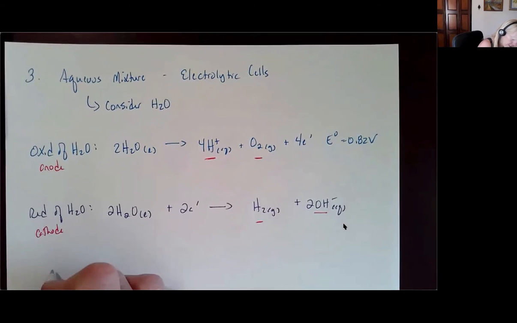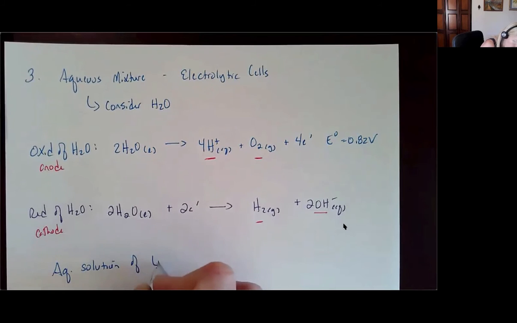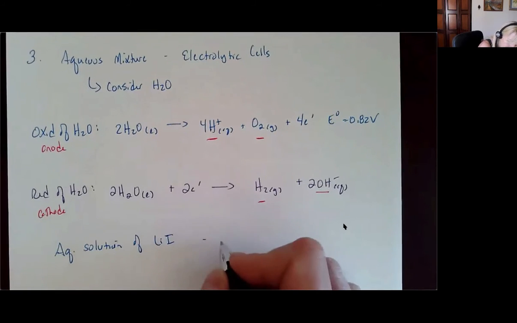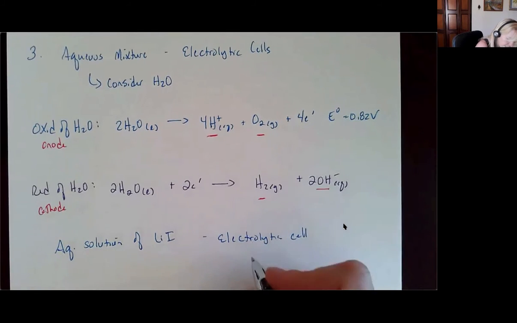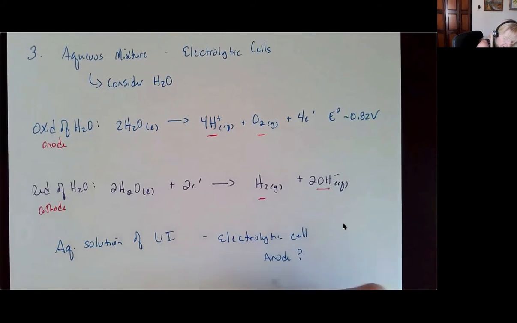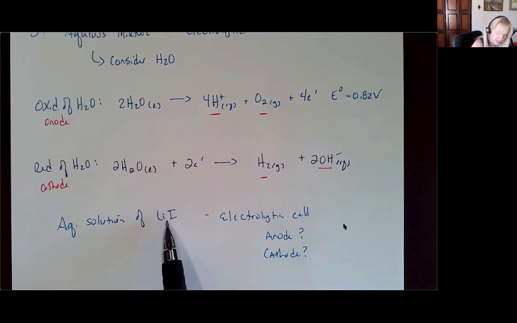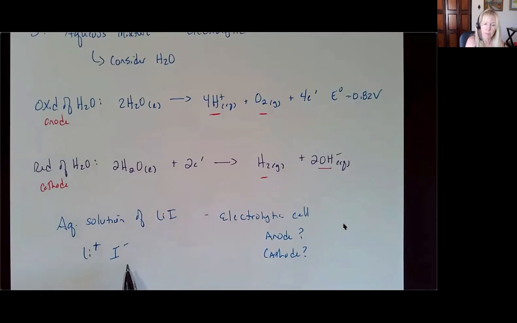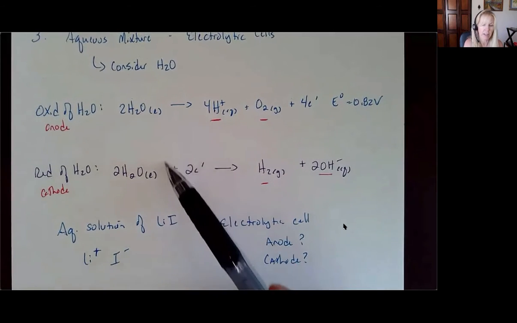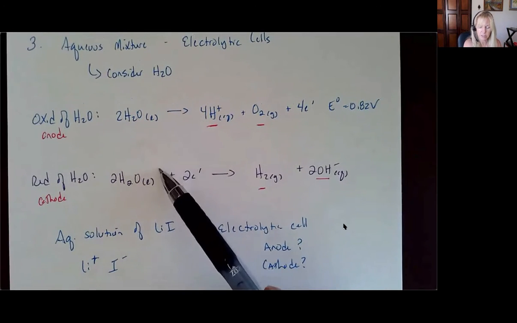I have an aqueous solution of lithium iodide, and I'm going to run it through an electrolytic cell, and I want to find out what's happening at the anode and what's happening at the cathode. So I can't just say, oh, well, I have lithium ion and I have iodide ions. I can predict basically what's going to happen based on the charge of these. I'm in an aqueous solution. I also have the ability for these two things to happen.